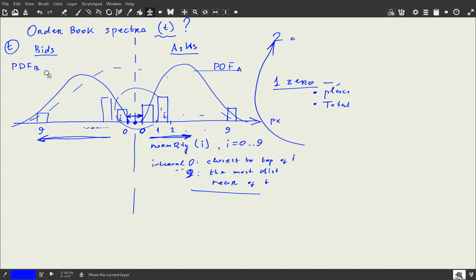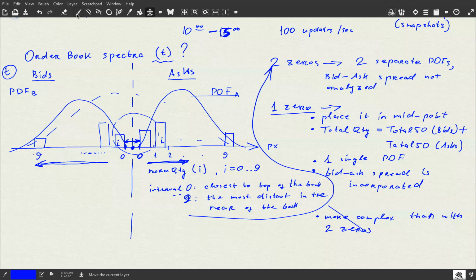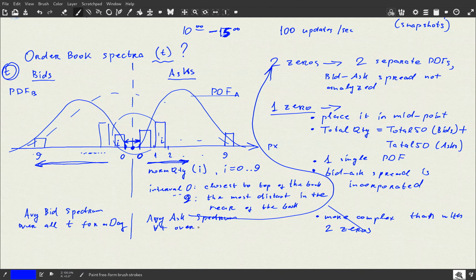This is a picture for one particular T, all right? That's for one particular T. Now, you compute the average. So let's do the average bid spectrum, the average ask spectrum, over all T for a day, for a given day. For all T over a day.